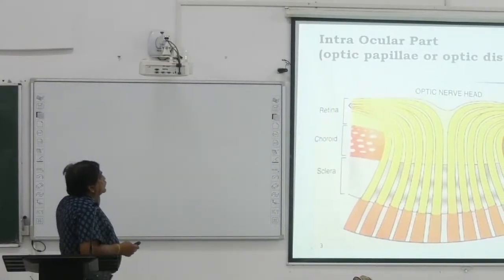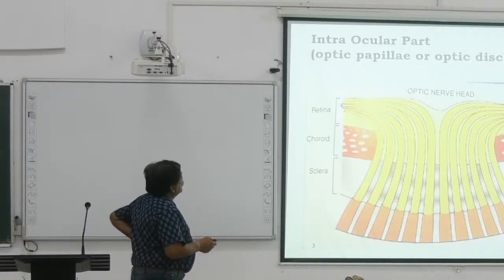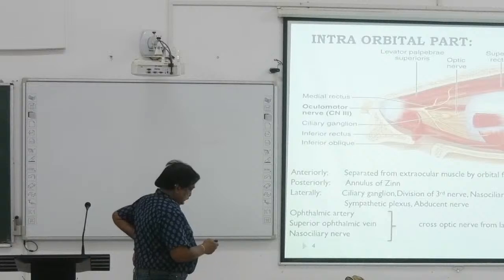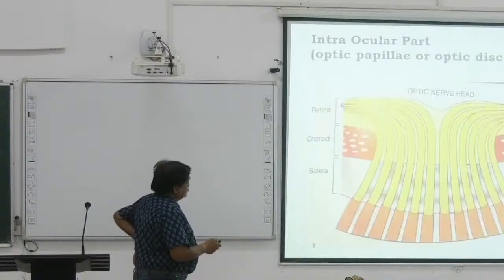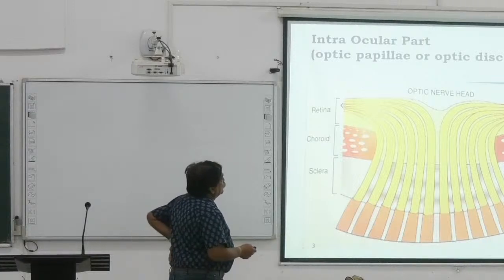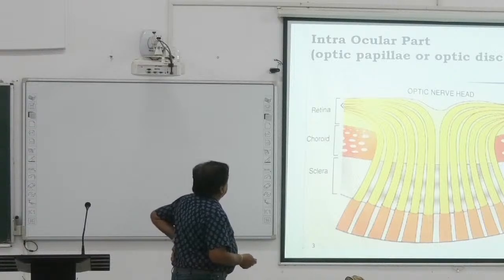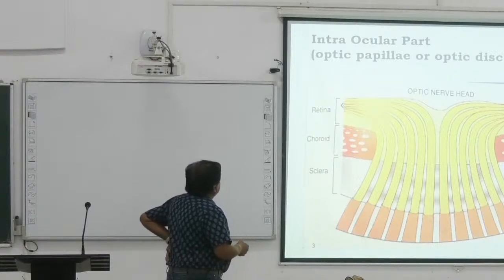Now, intraocular part, optic papillae and optic disc. Now, the optic nerve head, and see the retina, choroid, sclera. The previous slide showed you the description. Now, this is the surface nerve fibers, perilaminar region, laminar fibrosa region and retrolaminar region. Now, this is retina, choroid and sclera.